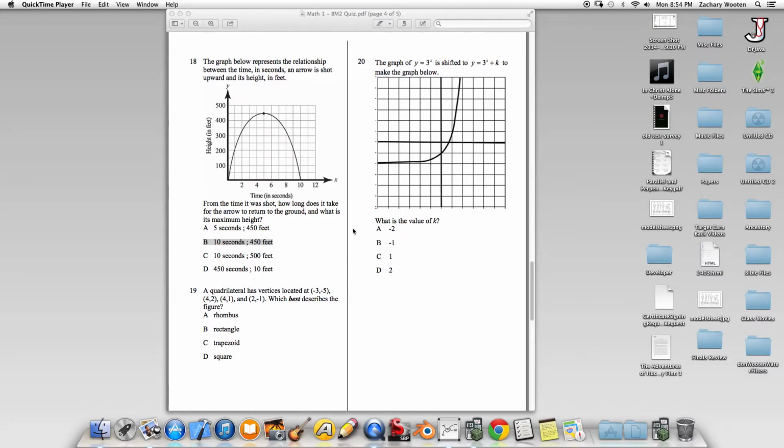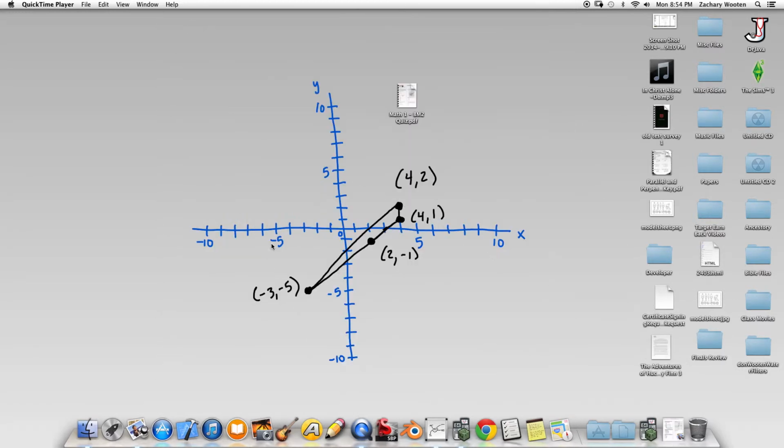Problem number 19 says a quadrilateral has vertices located at (-3, -5), (4, 2), (4, 1), and (2, -1). So it asks which best describes the figure. Is it a rhombus, a rectangle, a trapezoid, or a square? So let's remember real quick what these shapes look like.